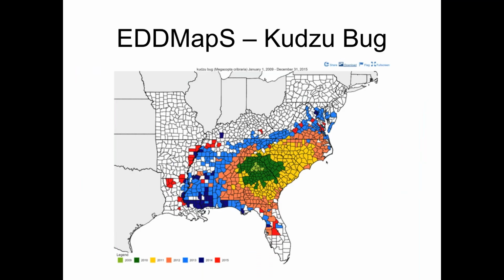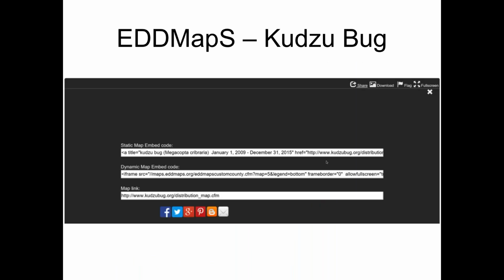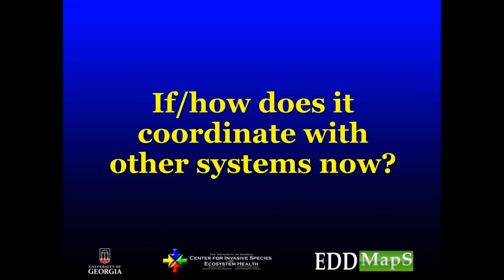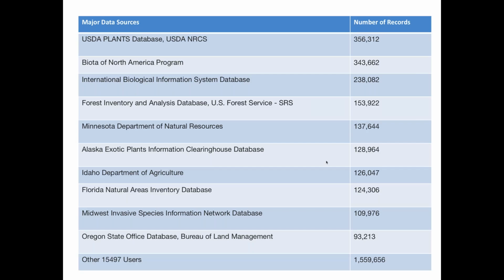Kudzu bug was an example in the Southeast where we really knew the distribution from when it first was found and as it spread across the Southeast. So you're not always going to get maps that really show the distribution like this, but this is just an example of when you're really tracking something, what a tool like EDDMaps can do for you. And then that map can be embedded and shared on a county website, on a state website, to show the work that's being done.